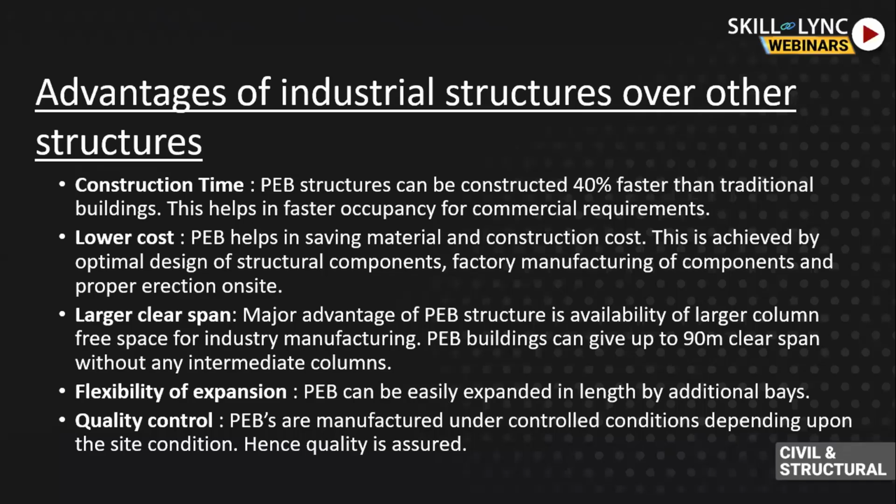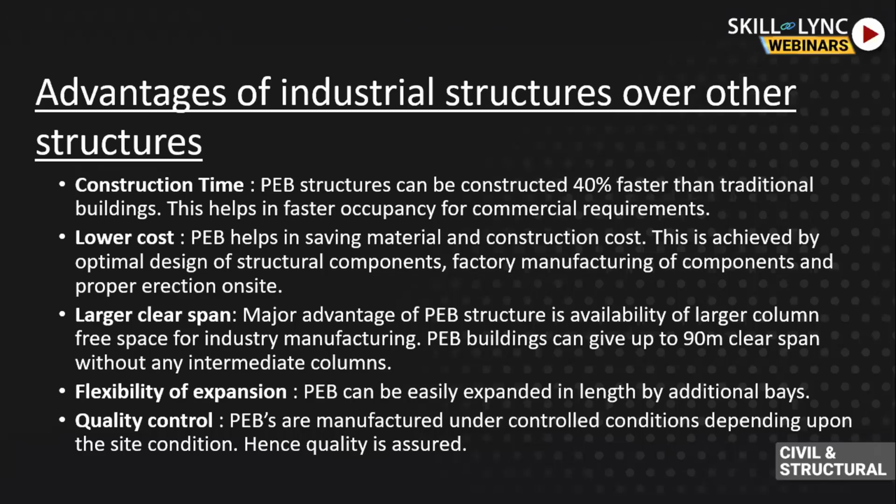And these are lower cost, and technically speaking, PEB structures are all made in factories. So we actually manufacture the sections for these PEB structures in the factory according to the need of the design. So there's a lot of saving in the materials, a lot of saving in manufacturing, and even in the construction joints, or you could say connections. So we save a lot of material over there. That is achieved through the optimal design of the structural components.